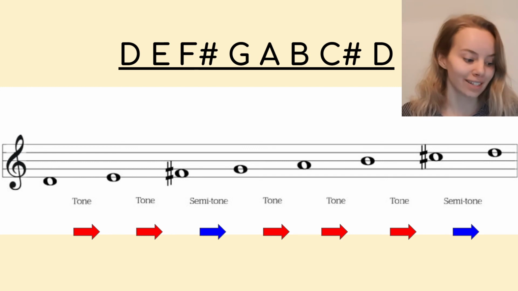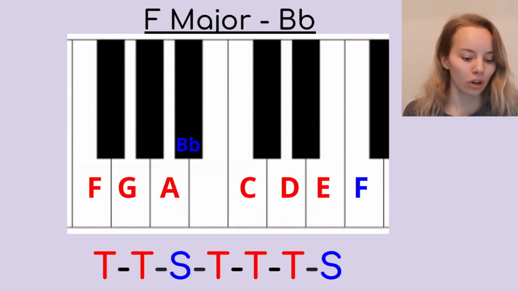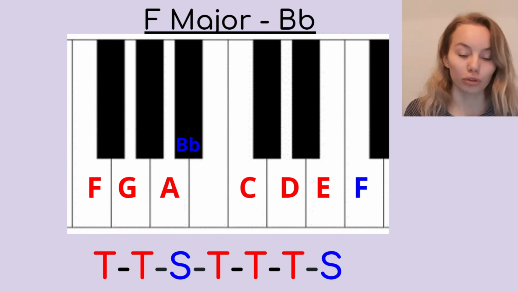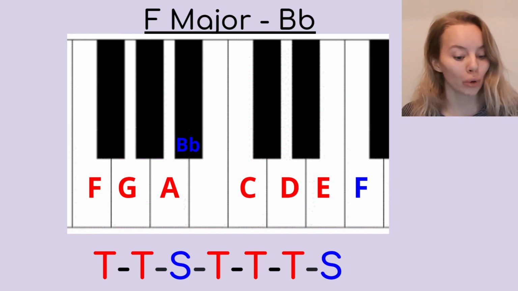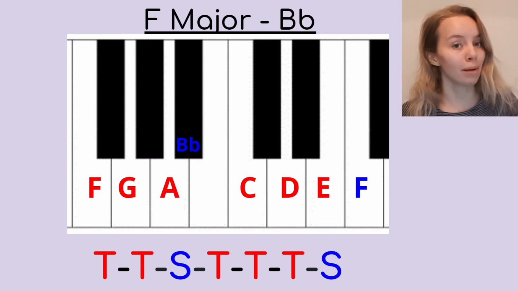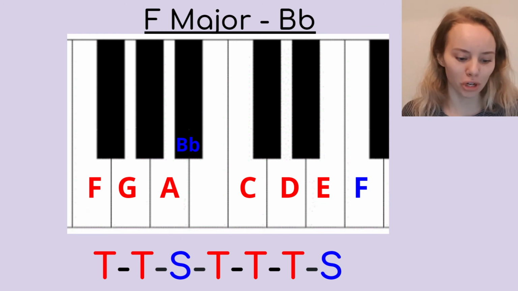Now we're going to look at F major. Now F major has a B flat in it. So we're going to follow exactly the same formula as we followed with the others. So we're going to do tone, tone, semitone. So we're starting on the F, tone to G, tone to A, and I've got a semitone. So from A, one step to the B flat. And that B flat is our semitone.